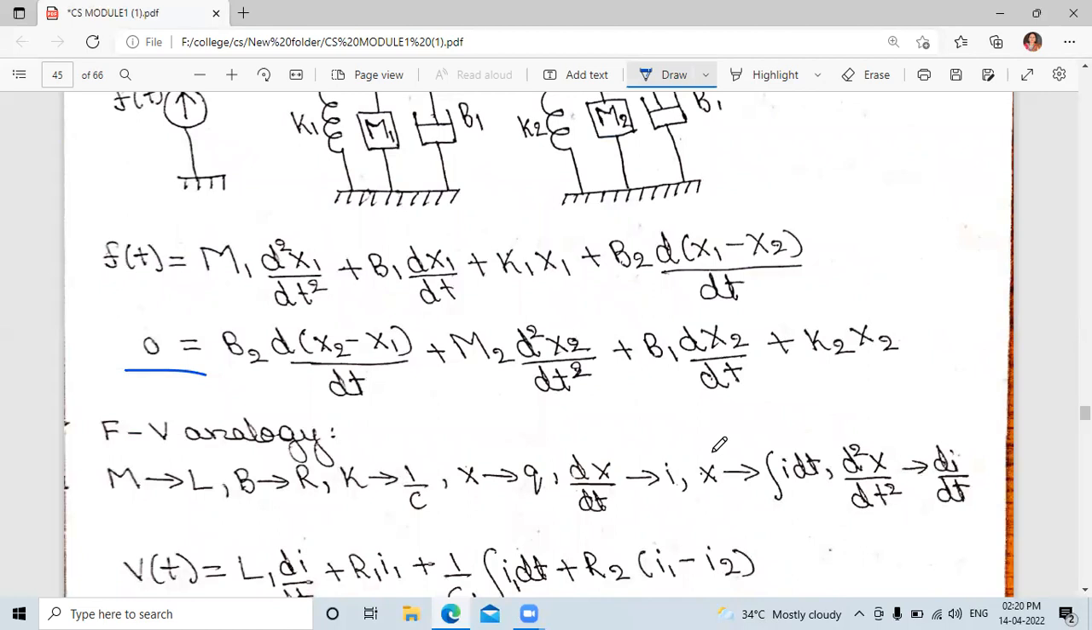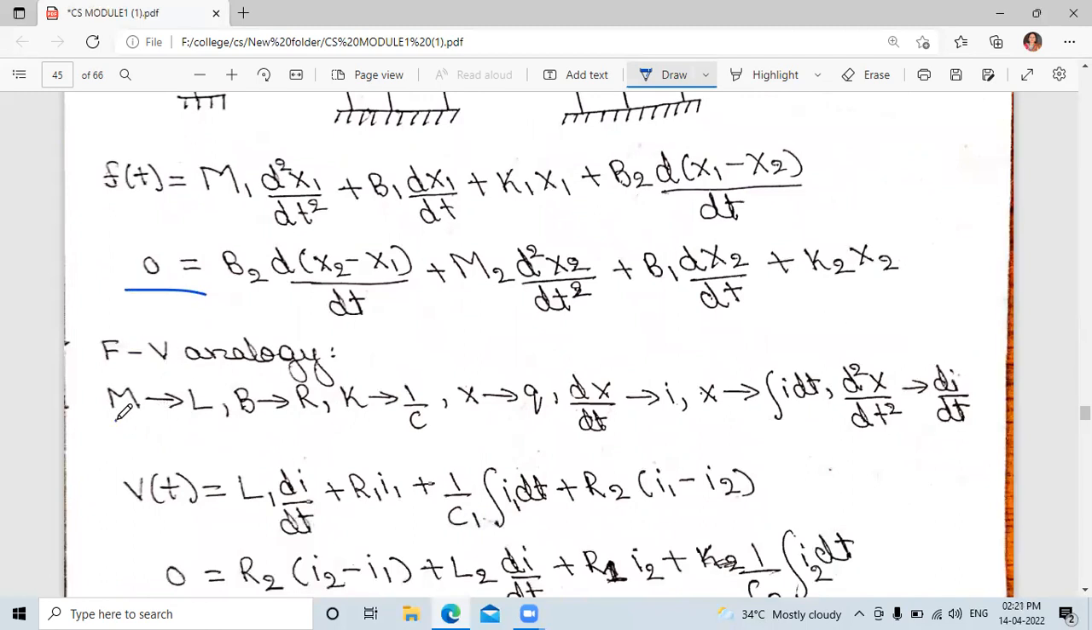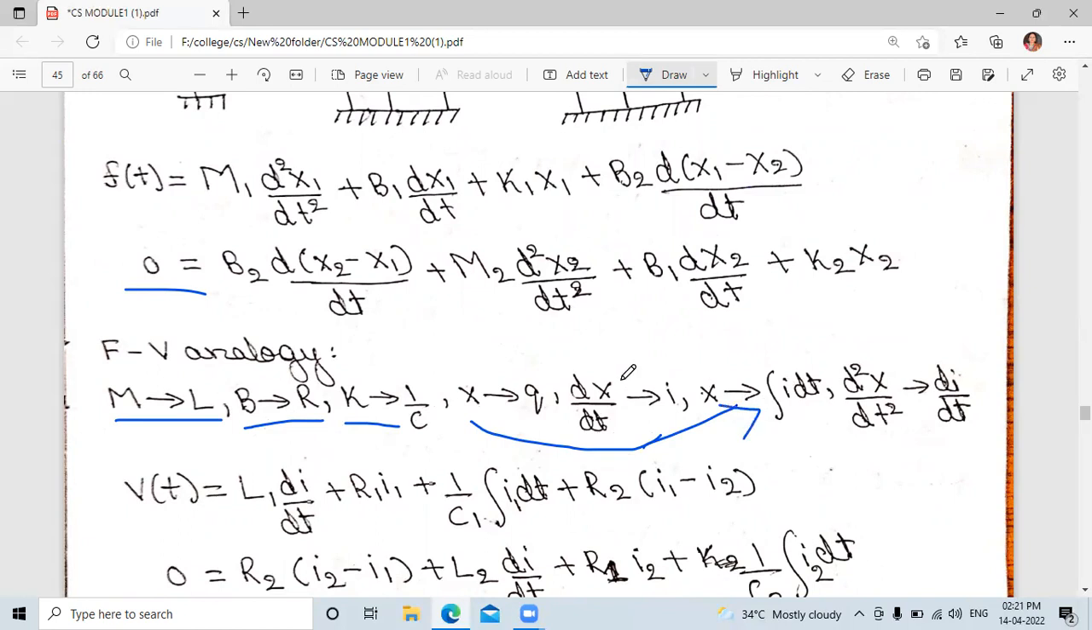Now, what have they asked? They have asked for the force-voltage analogy. Now you apply it. M is replaced by L, B is replaced by resistance R, and K is replaced by 1 by C. X is replaced by the integration of i dt, dx by dt is replaced by i, and d squared x by dt squared is replaced by di by dt.